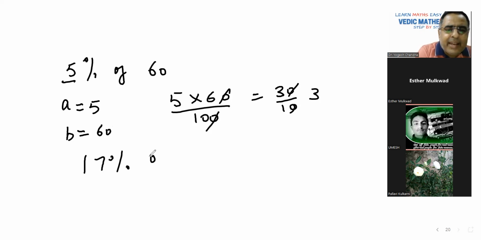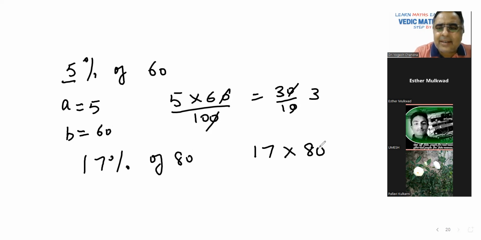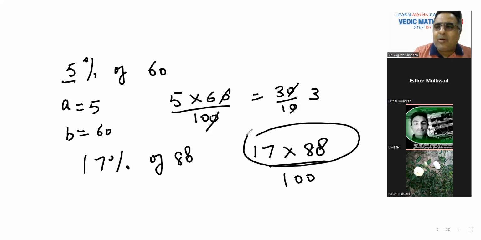17% of 80. So nothing. 17 into 8 divided by 100. The only thing is earlier, now this is simple numbers I'm giving. If this number was 88, so now we have to solve using Urdhva Sutra over here. Right. So did you practice that? वो हो गया तो उससे एडवांस भी थोड़ा सा टॉपिक्स बताऊंगा कभी.